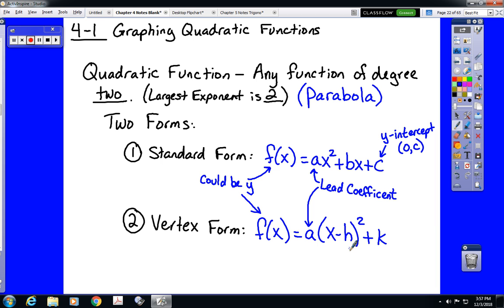Now, the reason this is called vertex form is because these two values, h and k, tell us the location of the vertex. The vertex is located at the point h, k. Now please note that this is minus h plus k, which means when you go to pull these values off to put them in a point, you have to change the sign on h, but you do not have to change the sign on k. It'll be the same as what's in the equation, whereas h you'll have to take the additive inverse, the opposite.